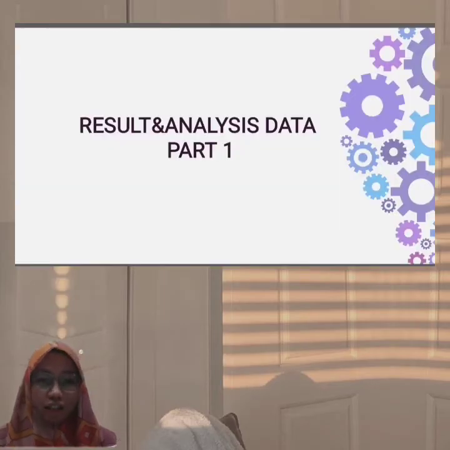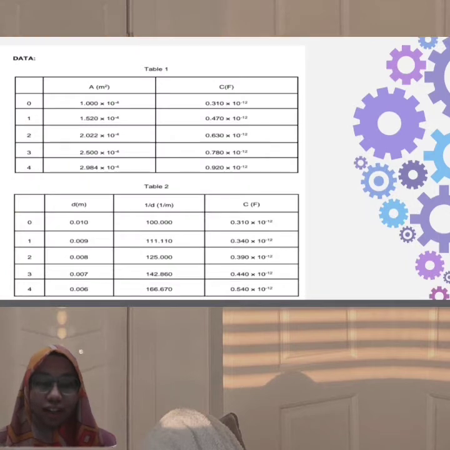Next are the results and analysis data for part 1, which is capacitance. This is the data for part 1. The results for table 1 are for area in m squared and capacitance C. The results for table 2 are for the separation between two plates, the reciprocal of the separation between two plates, and capacitance.